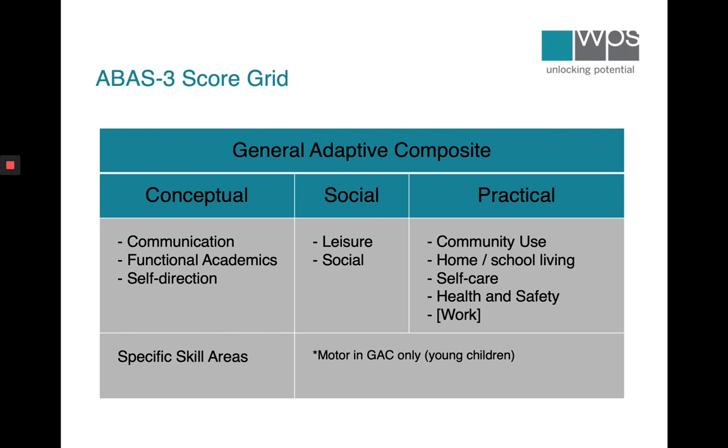So, on the ABAS-3, you're going to get a general adaptive composite score, and then you're also going to get 3 domain scores of conceptual, social, and practical. And with each of those subdomains, you're going to get 10 different skill areas that focus on a variety of skill sets seen in children and adolescents. Depending on the version that you use, you may also get a work scale or a motor scale.